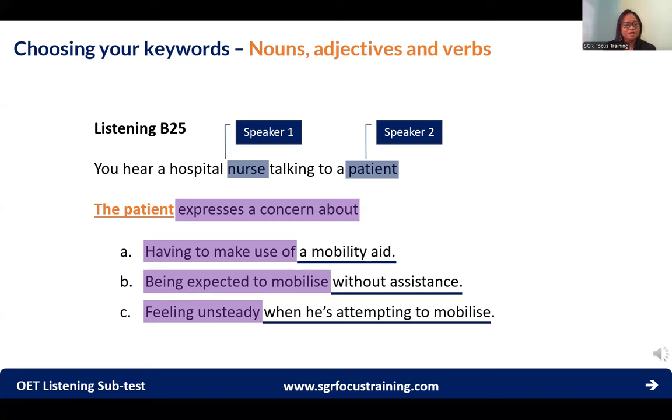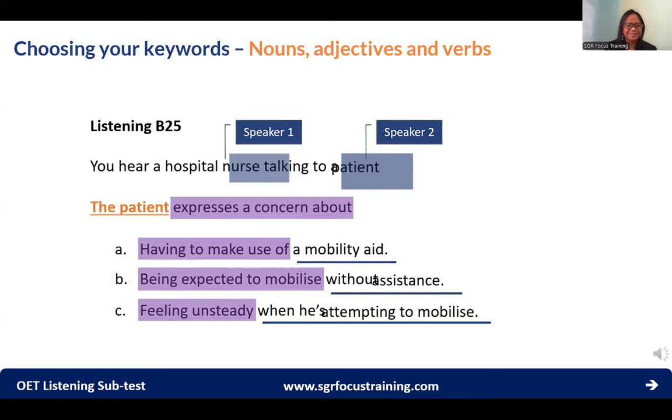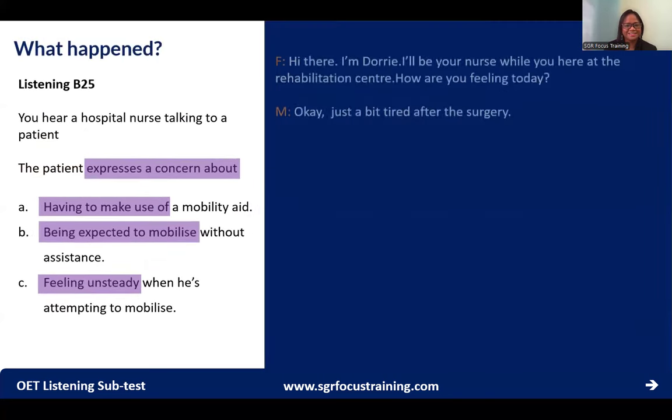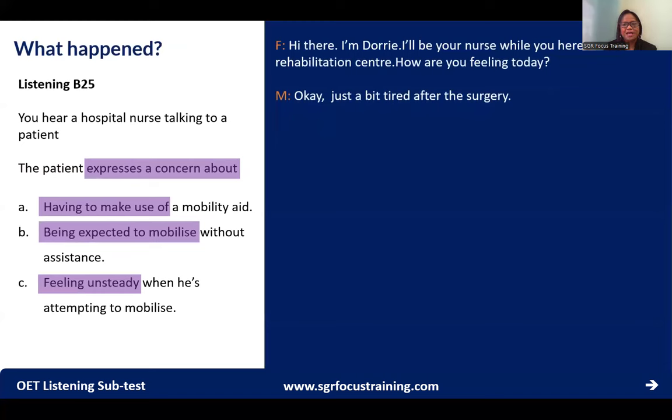Okay. So please type in your answer now and let's discuss. So in our question and recording, we need to find out what is the concern of the patient. We've got option A, he is worried about using a mobility aid. In option B, he is worried about mobilizing without assistance. And in option C, he's worried about being unsteady whenever he is trying to move.